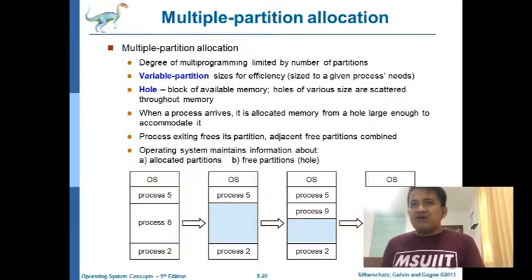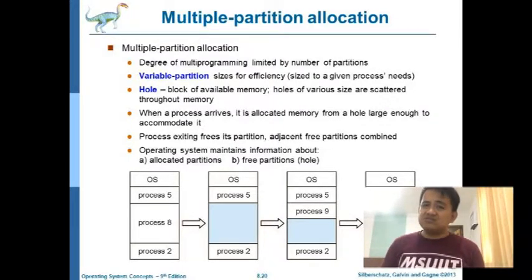When a process exits, it frees its partition, and adjacent free partitions are combined. The operating system maintains information about the allocated partitions. It is the function of the operating system to identify which partition a process resides in, and the free partitions as well.